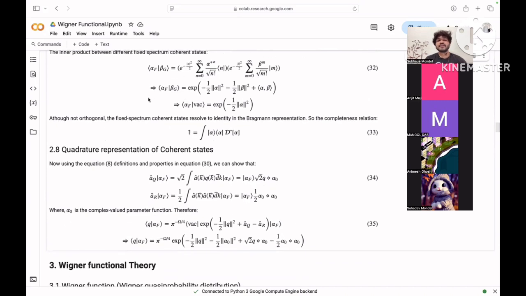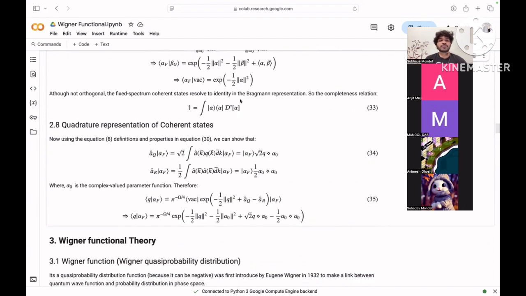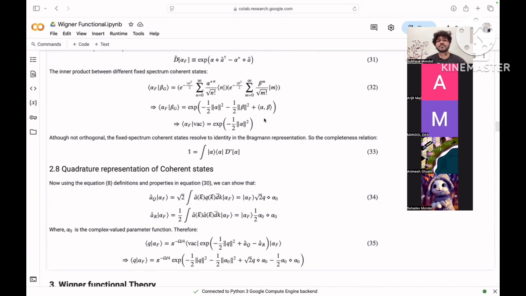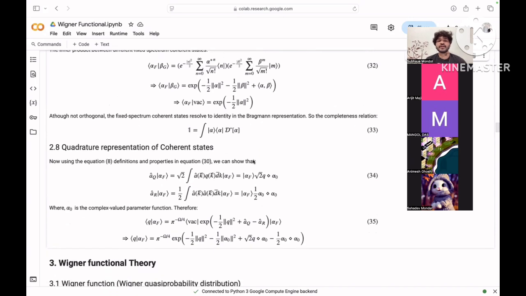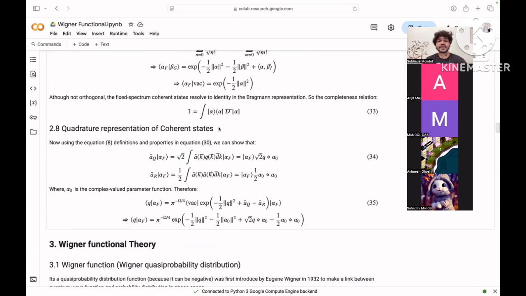So if we set beta to be 0, that is the vacuum state, we can see that the inner product between the vacuum state and alpha is simply exponential of minus half alpha squared. Also, one thing to note is that this does not result in 1. So these are not orthogonal quantum states. Although they are not orthogonal, these fixed spectrum coherent states can be resolved to identity with some simple integral calculations in the Bargmann representation, and the completeness relation simply reads like this.